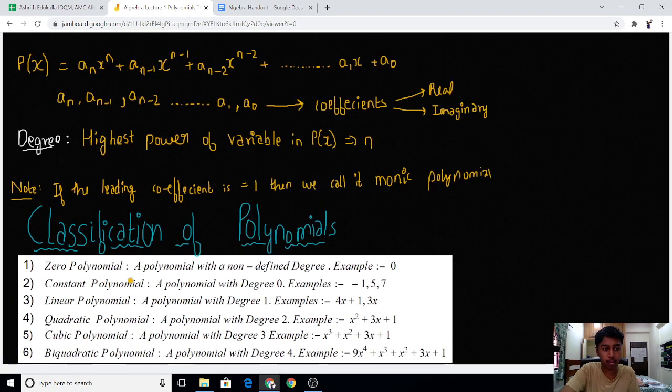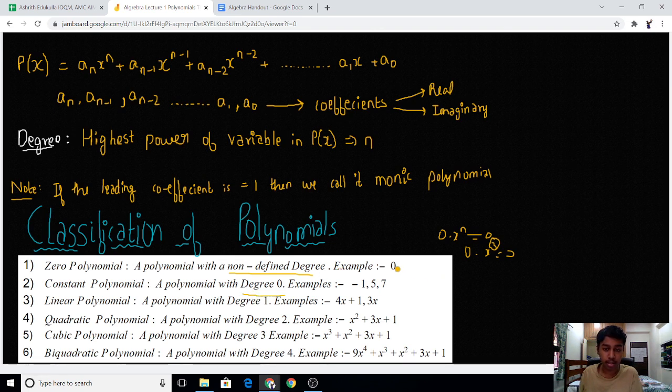So a zero polynomial is one which has a non-defined degree. For example, 0 into x^n equals 0, 0 into x cube equals 0. We don't know what the degree is here, because if we multiply anything by 0, then we obviously get 0. And a constant polynomial has degree 0.